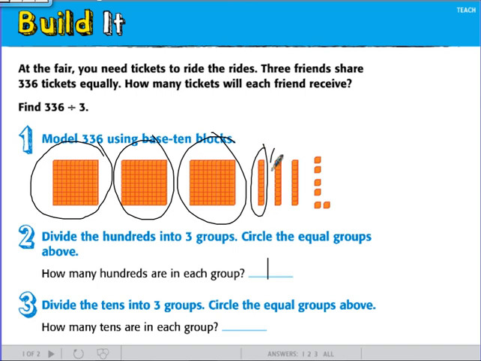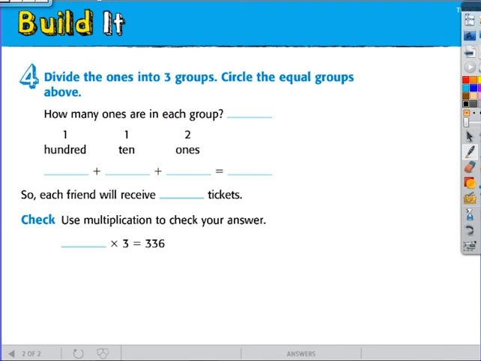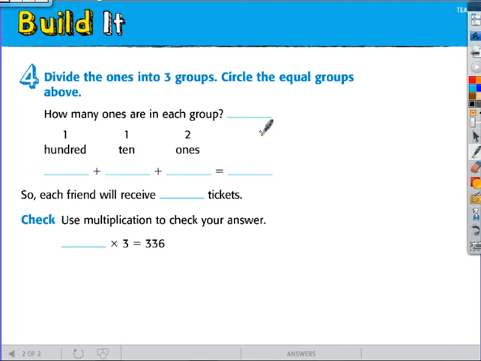Then we go to the tens. We separate them out. 1, 2, 3. How many tens are in each group? Our next question is going to ask us what? How many ones? So when we figure this out, we go 1 group, 2 groups, 3 groups. How many are in each group? 2. So let's go to our next page, and that's the first thing. How many ones are in each group? That's 2.